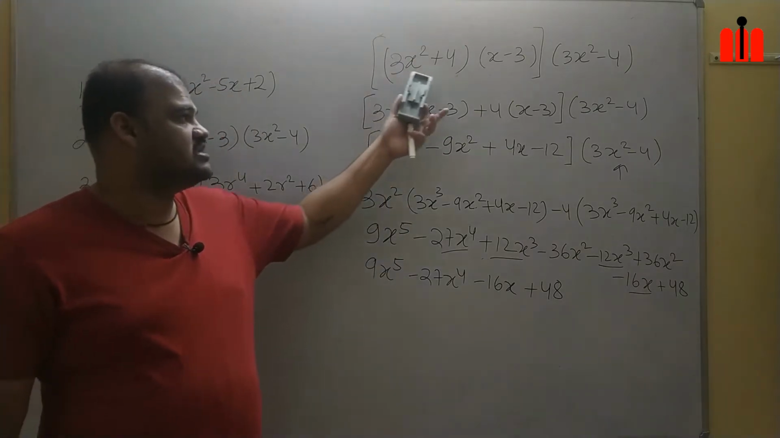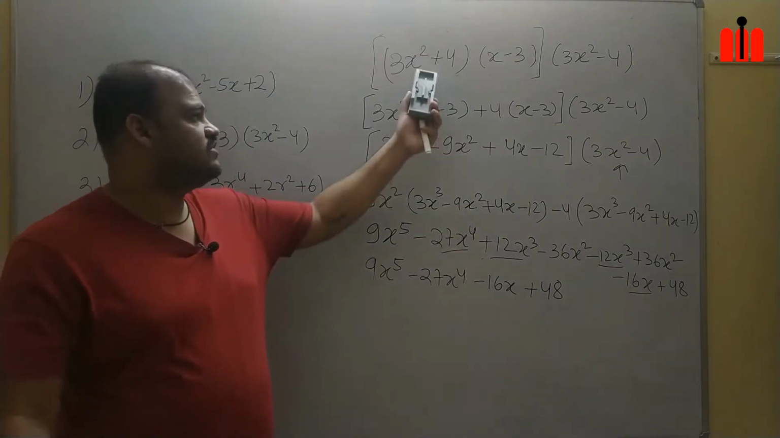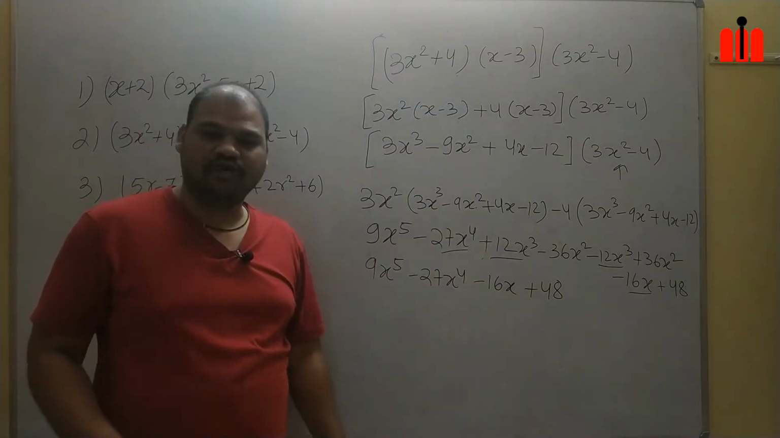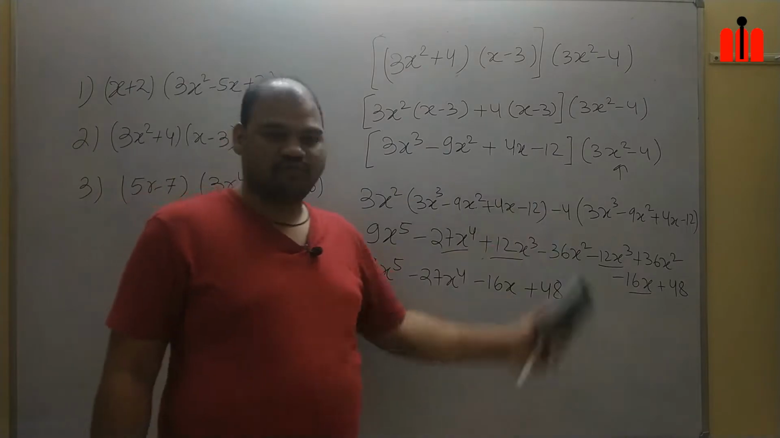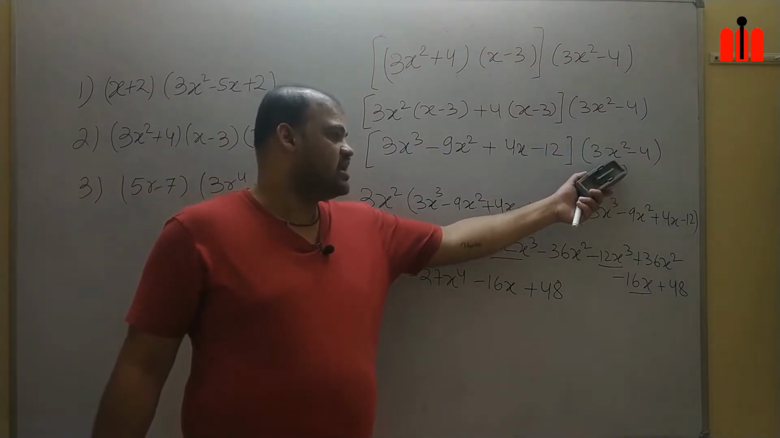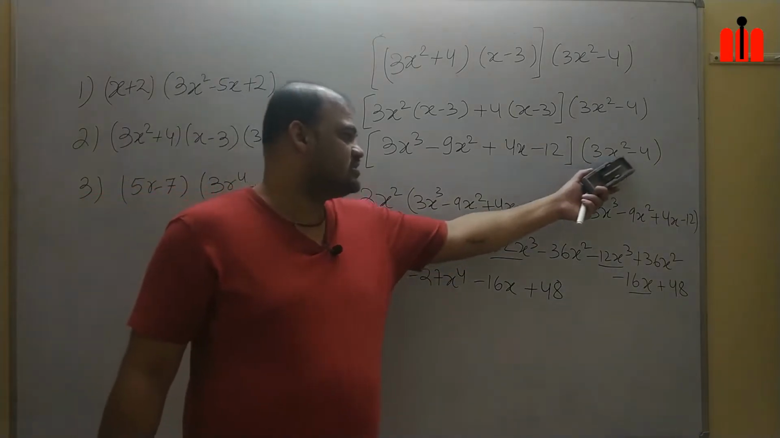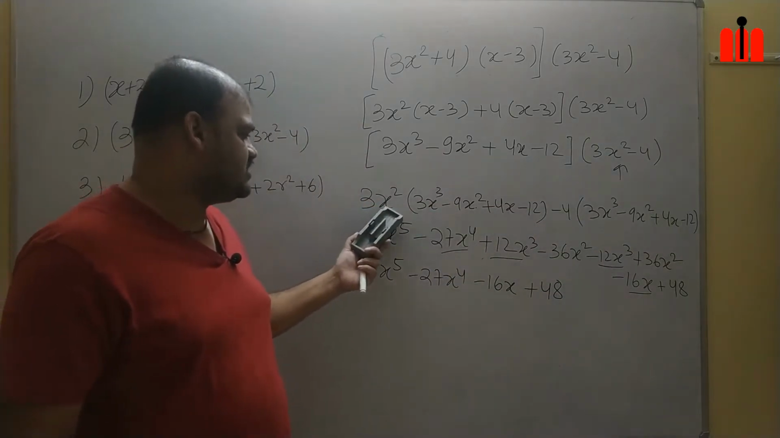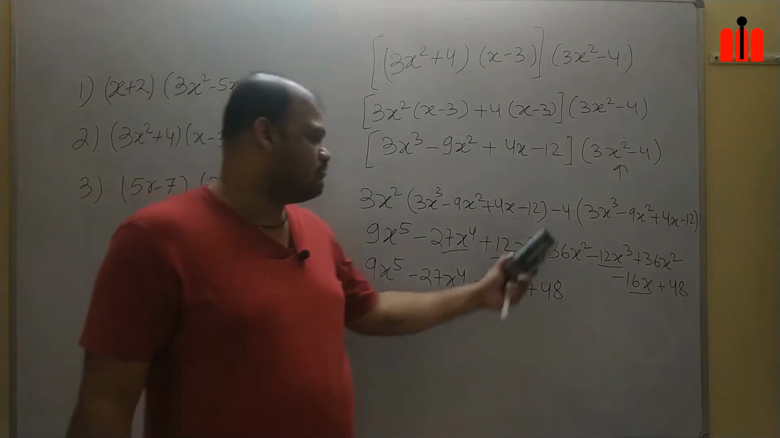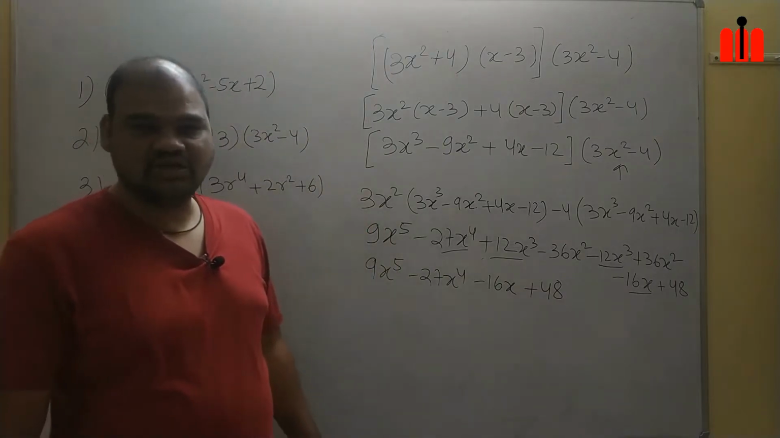In this problem we had seen that there are 3 brackets, 3 multiples. So first we had taken the first 2 and made a pair of those and performed the multiplication. Once we had performed the multiplication, after that we had broken the smaller bracket for an easy method. So 3x square minus 4 we had taken as 3x square into 3x cube minus 9x square plus 4x minus 12, minus 4 into 3x cube minus 9x square plus 4x minus 12.